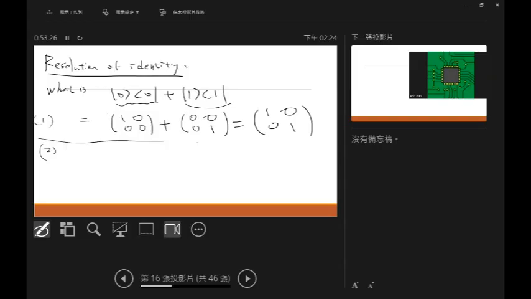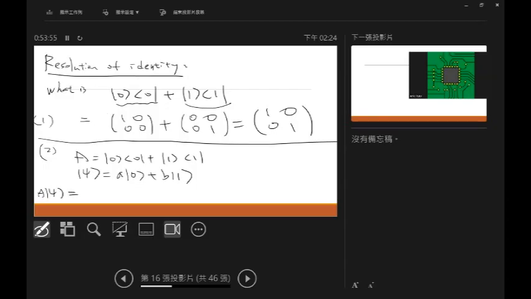But how do I see this is the identity from the bracket notation? Let me say A is |0><0| plus |1><1|. If I act on any state psi, remember any state psi I can write as alpha|0> plus beta|1>, as a standard basis. So we can do A psi. And if A psi is the same as psi for all psi, then A is the identity, right? So let me just write |0><0| plus |1><1|.